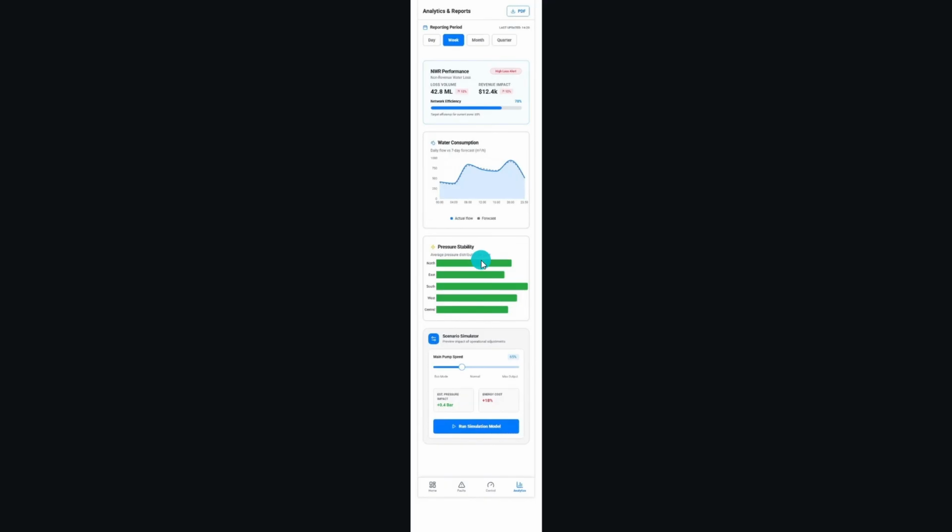So our IoT-based smart water management system transforms Solapur's traditional water distribution into an automated infrastructure.